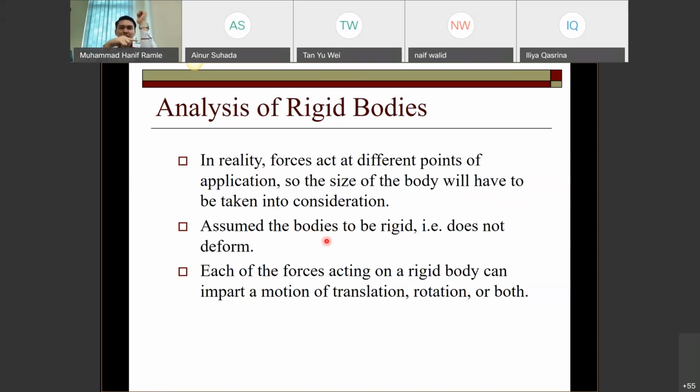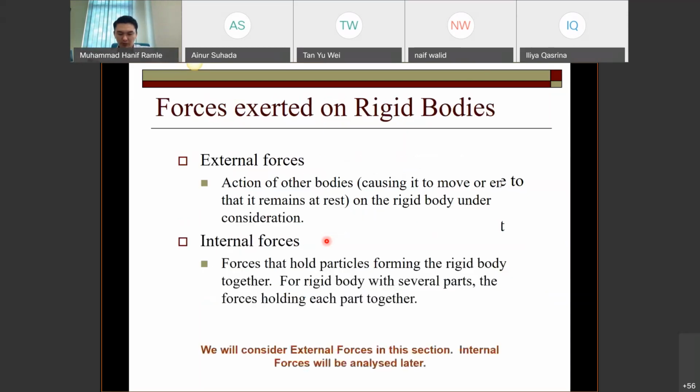And the last one is that each of the forces acting on a rigid body can impart a motion of translation, rotation, or both. If you put some force acting on my other hand like this, it can impart a motion of translation, for example, moving into another position like this, or rotation. You will learn about translation and rotation later on.